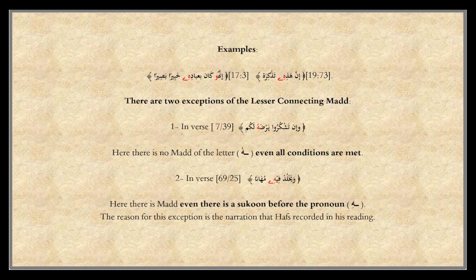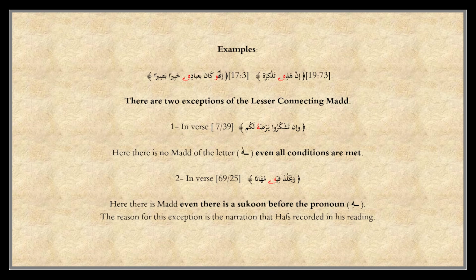I'll give you an example. For example, إن هذه تذكرة. So هذه has ha at the end, which is for female. And if you carry on, we say إن هذه تذكرة. So you prolong it as the natural mad.